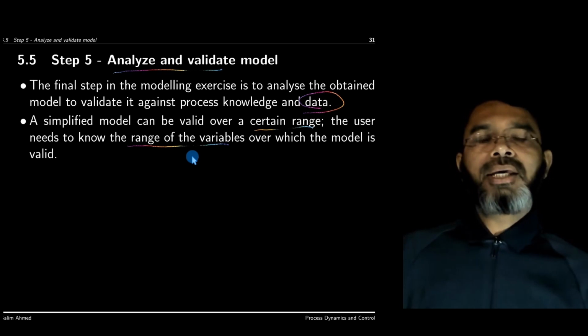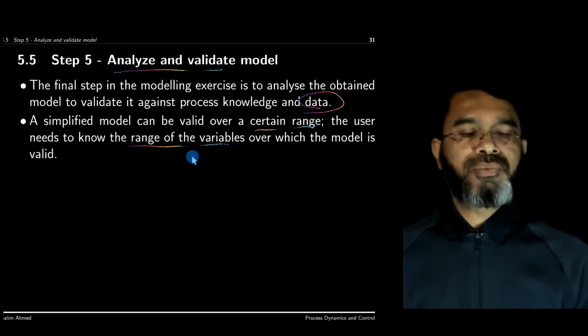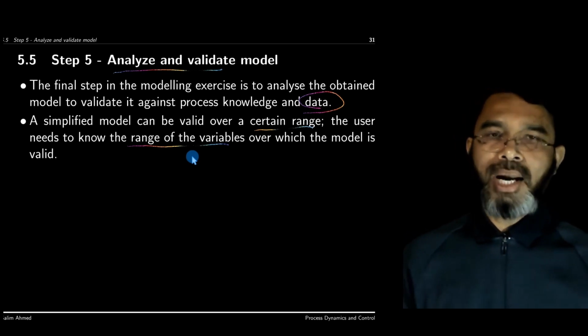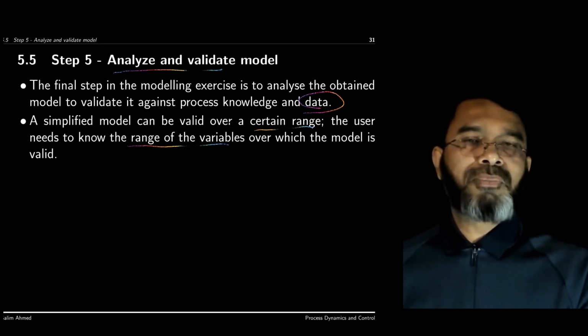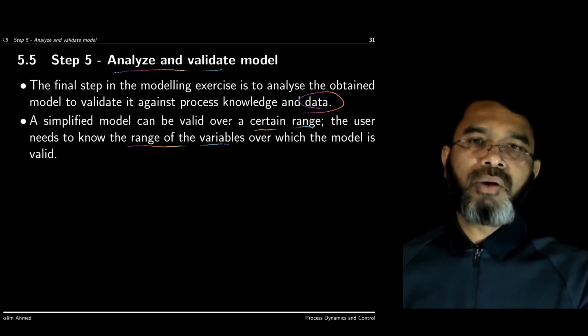So that's in summary the 5 steps approach for process modeling using first principles, which starts with step 1, defining the model objective, step 2, to gather process knowledge and information, step 3, to develop the model equations, step 4, to simplify the model and express it in a standard form, and finally step 5, to validate the model.